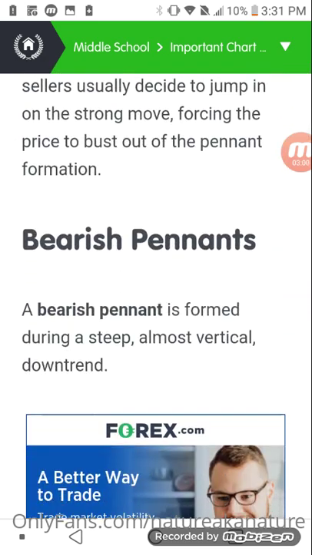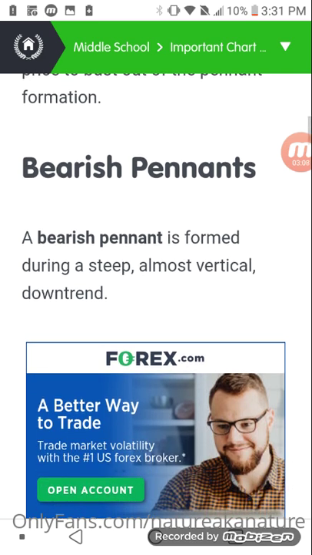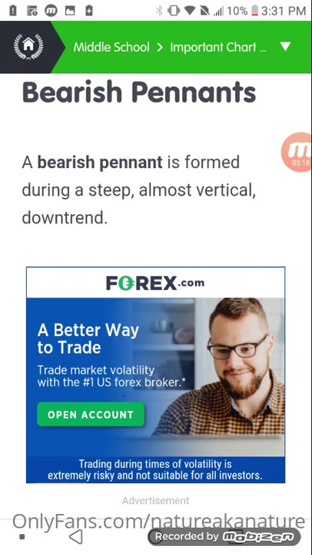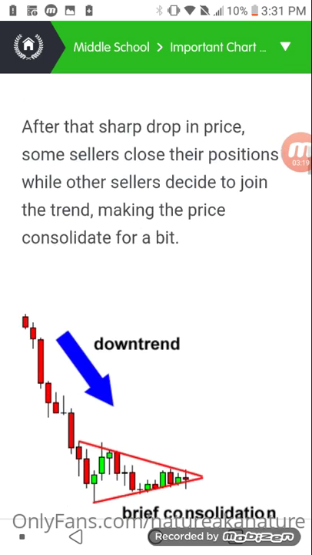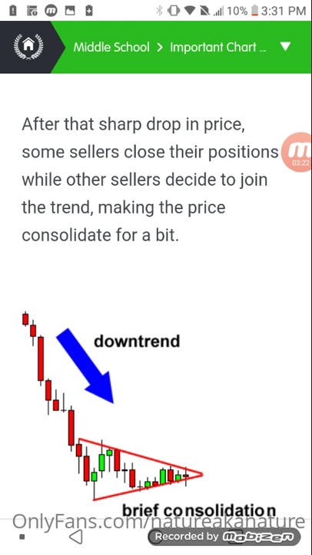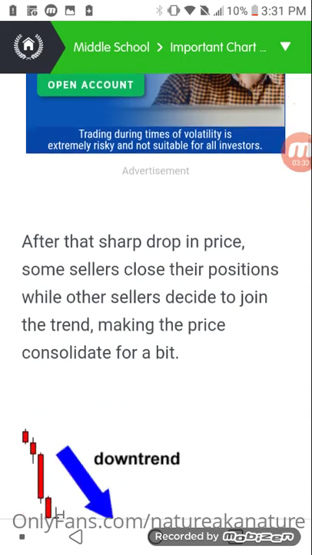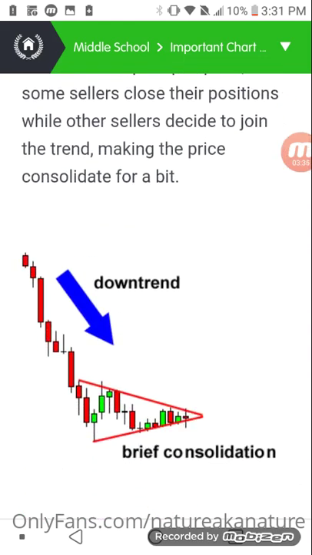So a bearish pennant is formed, bearish means going down, during a steep, almost vertical downtrend. Pennants are continuations, so a bearish pennant is a continuation of a downtrend. After a sharp drop in price, some sellers close their positions while other sellers decide to join the trend, making the price consolidate for a bit. So it usually forms after a strong downtrend, almost vertical, as you can see right here to the left of the picture. This is a downtrend. It's almost a vertical downtrend.